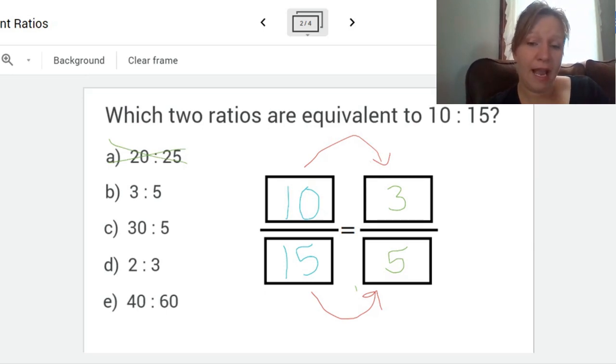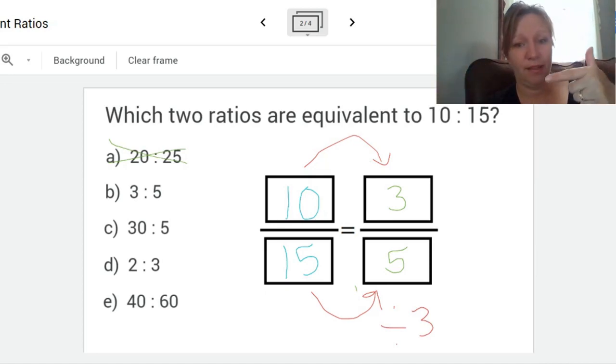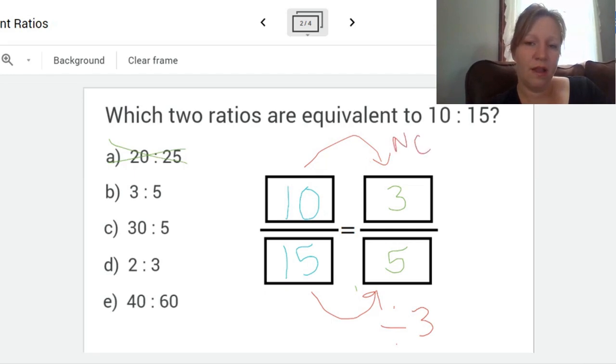15 to get 5, I'm actually dividing, because it's getting smaller, I'm dividing that by 3. And so then you need to ask yourself, is 10 divided by 3 equal to 3? And the answer there is no. And so therefore that is not an equivalent fraction.